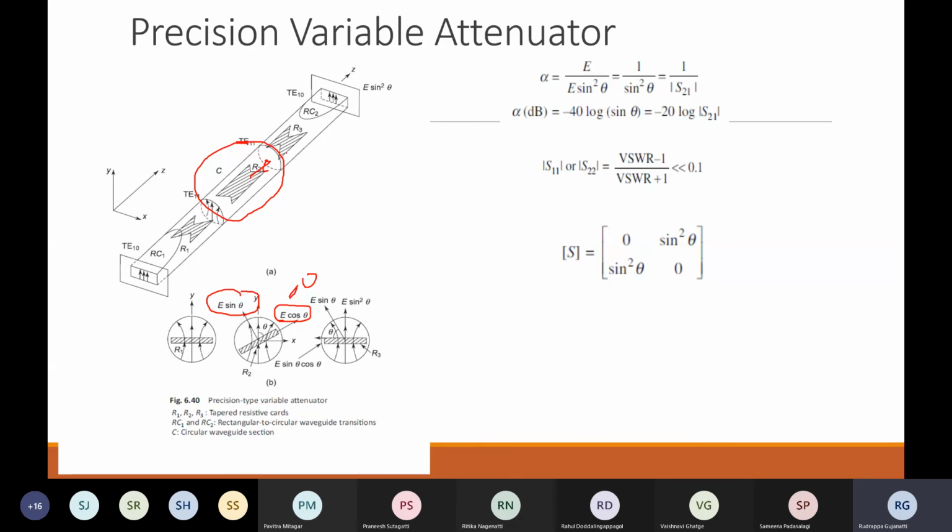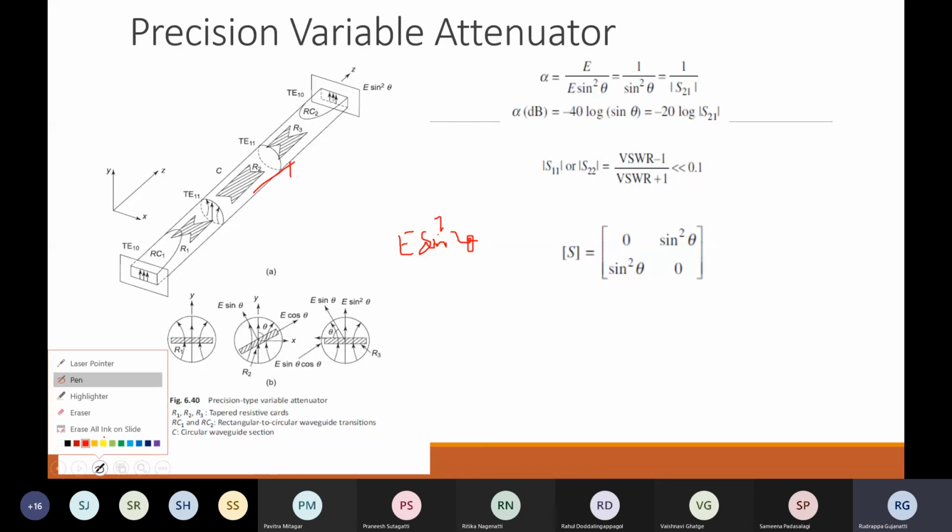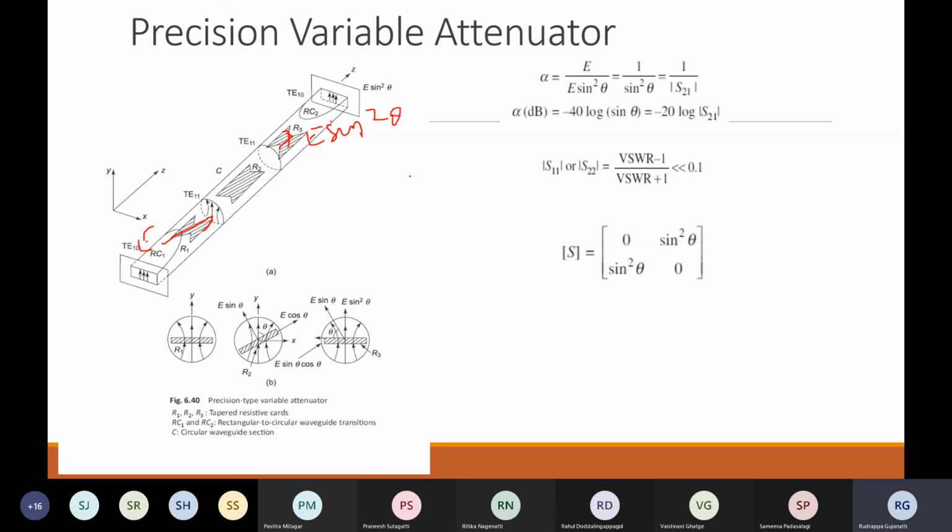Along with this, you will have a sine component present over here. So the output of this overall structure will be given by E sin square theta. So in the attenuator, what you introduce is E over here, and the attenuated part will give you E sin square theta. So the overall field will be attenuated by the value which you obtain over here. That is what you get in the precision type variable attenuator.